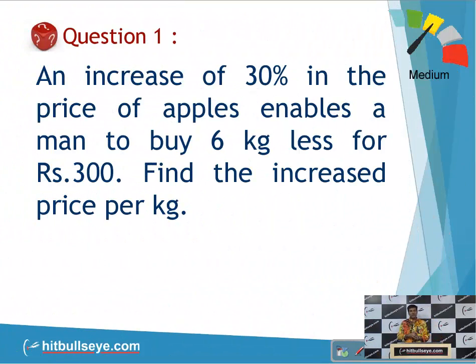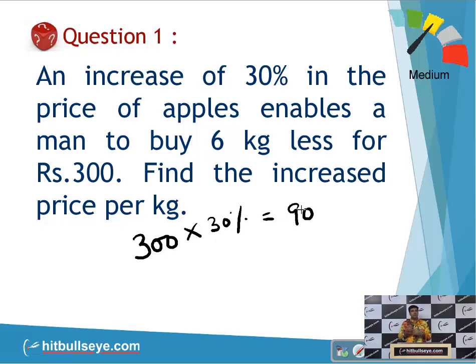Let's see some questions. An increase of 30% in the price of apples enables a man to buy 6 kg less for rupees 300. Find the increased price per kg. Now here, we need to know what was the budget. So budget is rupees 300, which is given to me, and the price is being affected by 30%. So that means my budget too gets affected by 30%, and 30% of 300 happens to be rupees 90.